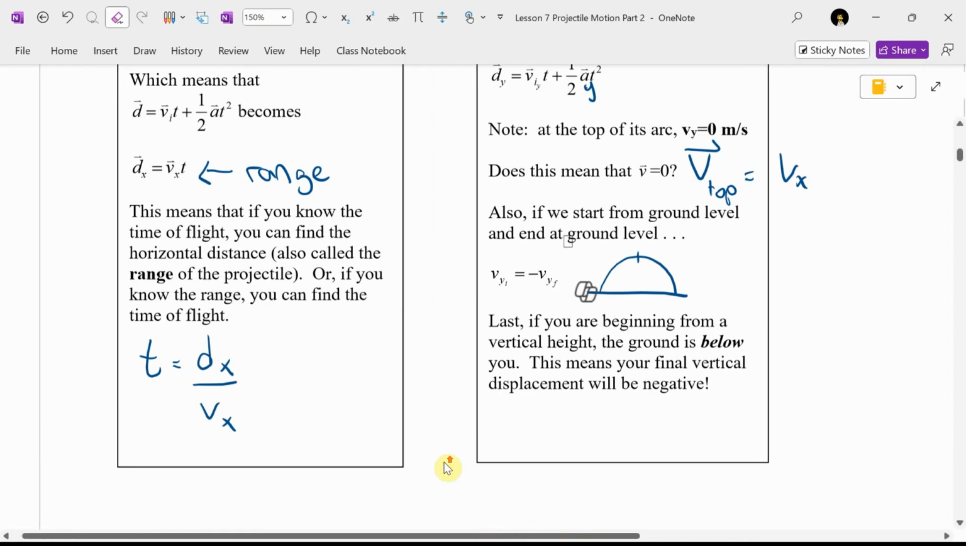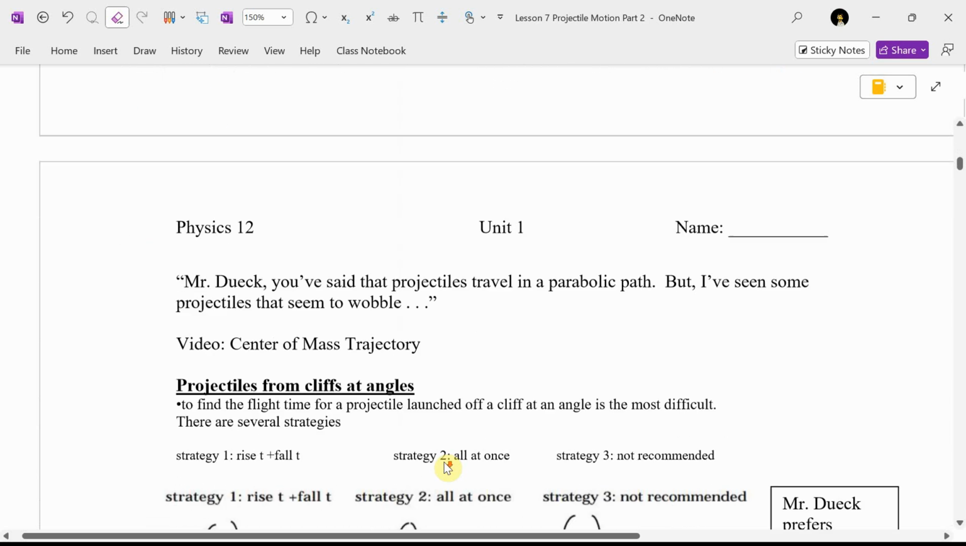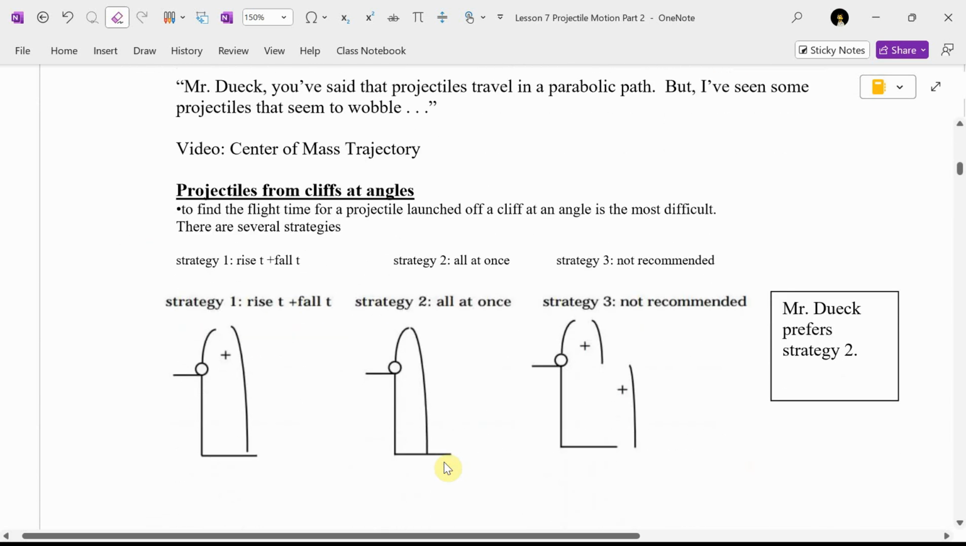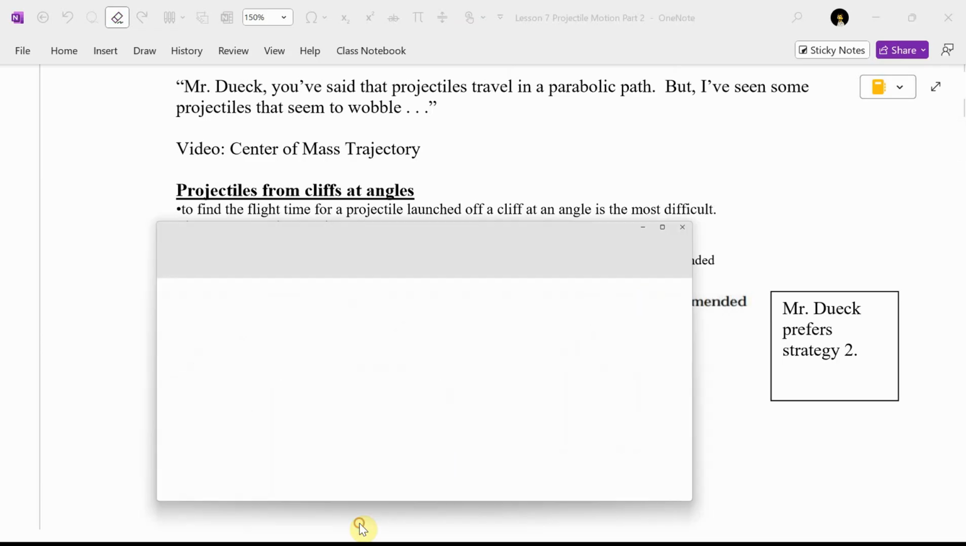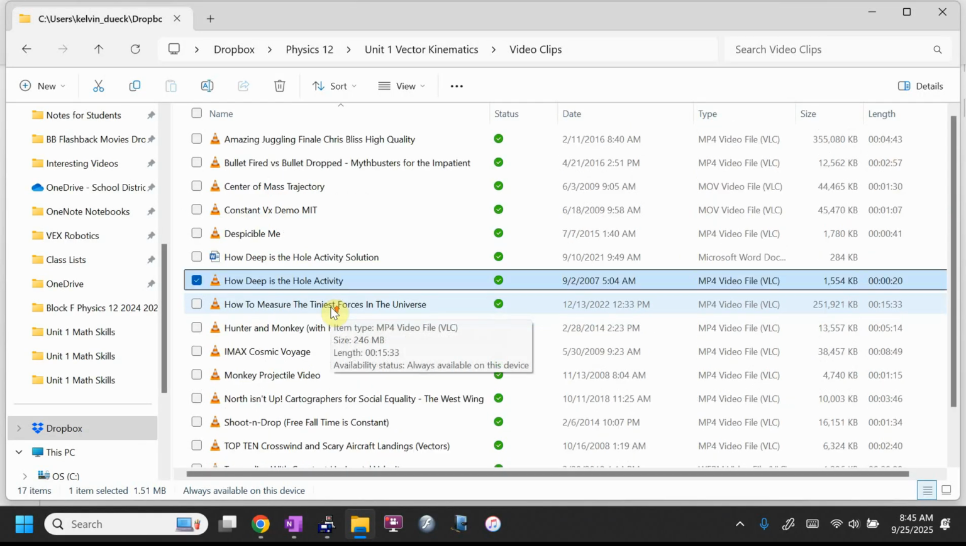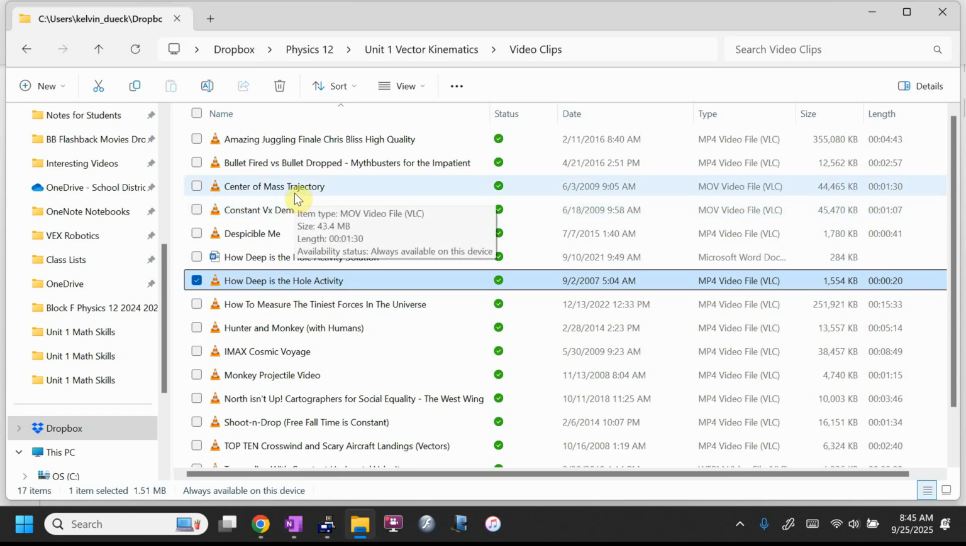Having said all that, that's a nice summary of everything we've done so far. Oh, Mr. Dueck, you said that projectiles travel in a parabola. Yes, they do. But I've seen some that seem to wobble. That's a good point. Put your pencils down, look up. I should be very, very careful. What travels in a parabola is a projectile's center of mass, but not all projectiles have their center of mass at the center of the object.